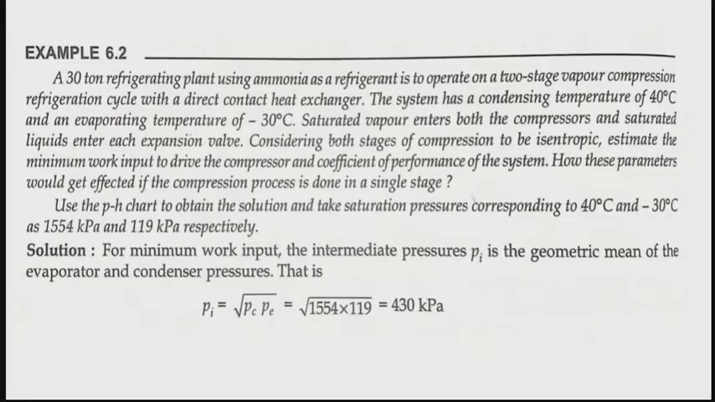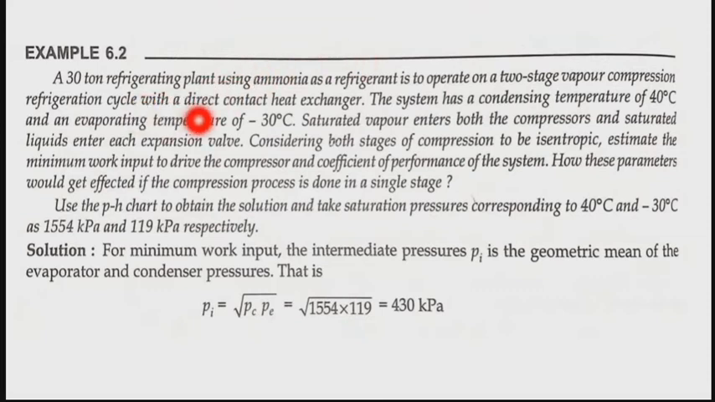Okay, so this is the first problem, and now you can move to the next problem. In this problem, a 30 ton refrigerating plant using ammonia as a refrigerant operates in a two-stage vapor compression refrigeration system which has a direct contact heat exchanger.